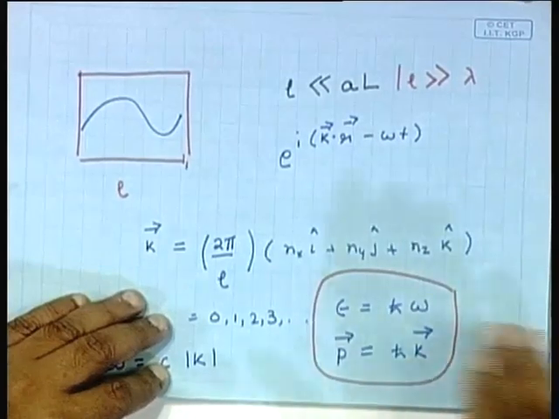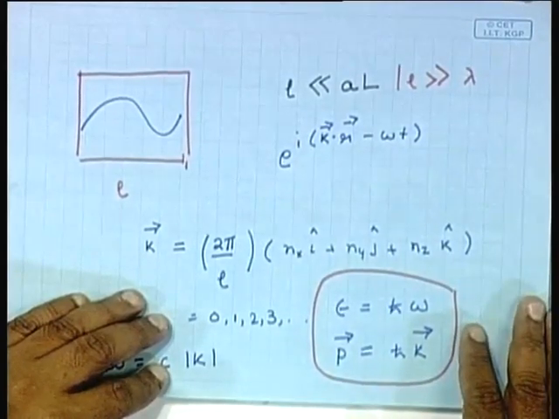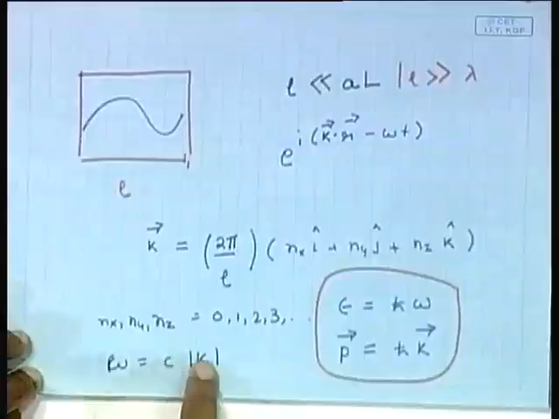So, the analysis that we have carried out is exactly the same even if we had massive particles. The only change that would occur is that the dispersion relation would be different.